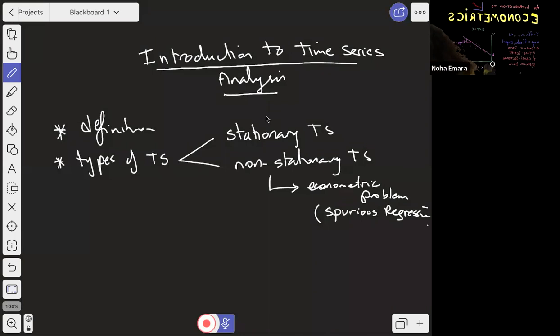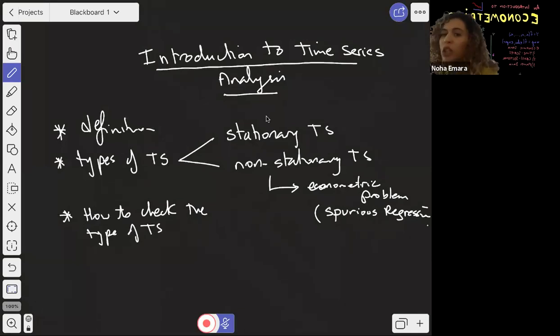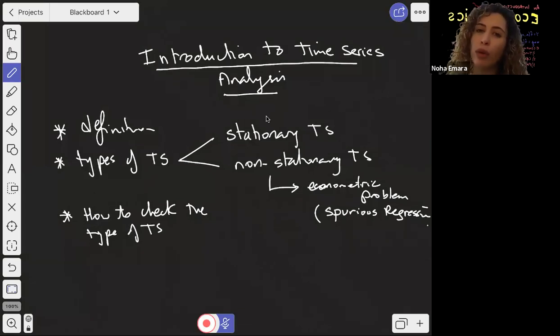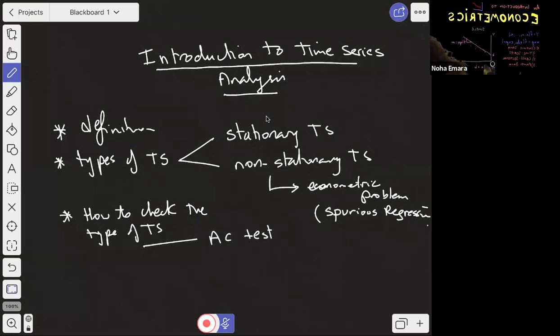We will also talk about how I can check which type of time series I have. We have some tests that we can perform. We have multiple tests, and I'm going to give you two non-formal tests and one formal test. So we have three types. We have an autocorrelation test, the partial autocorrelation test, and we have also the Pierce box test.